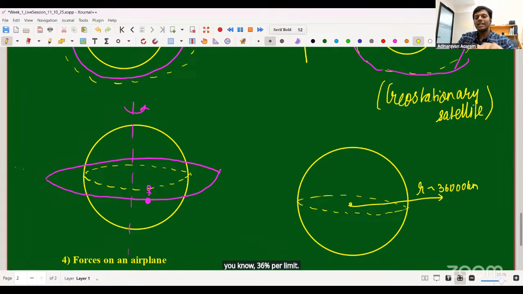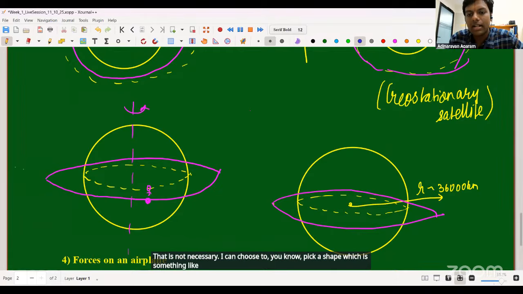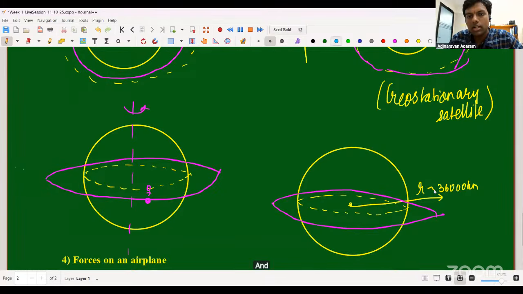Now I can pick any orbit at 36,000 kilometers. I need not go around this equator. My path need not be aligned with the equator. That is not necessary. I can choose to pick a shape which is something like this. I'll decide to go this way. What if I do this?